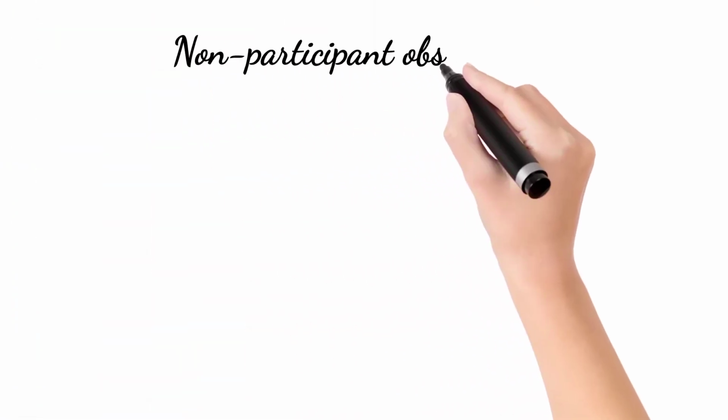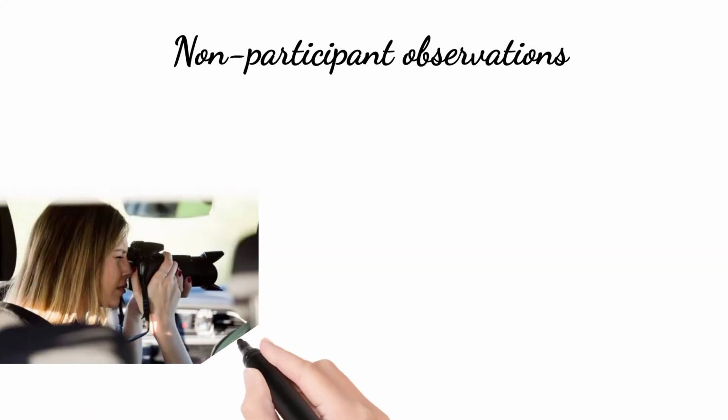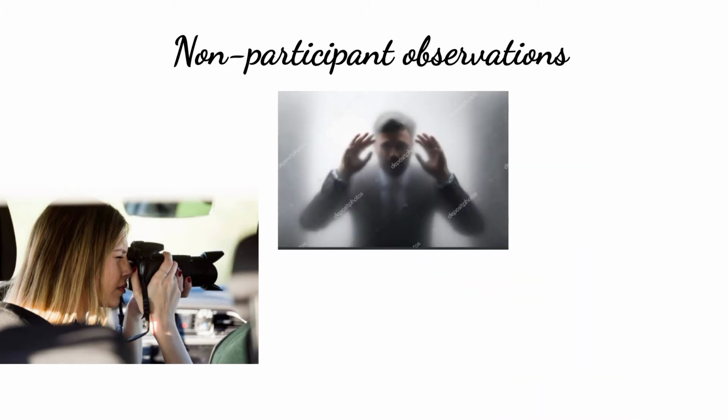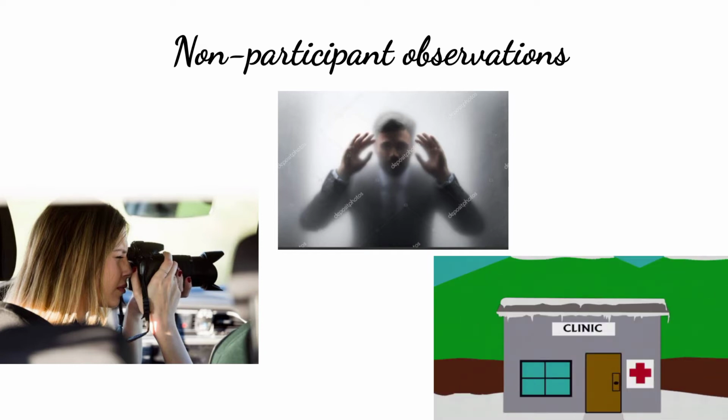The other type is non-participant observation, where the observer is not in direct contact with the group he or she is trying to observe. You would find this in a clinical setup where there is a one-way glass. The observer, the psychologist, is behind the glass. The group cannot see the observer, but the psychologist can see the group. Mostly you will find this in a clinical setup.